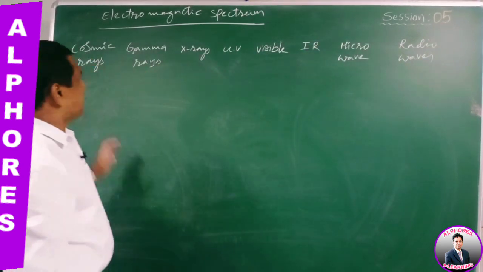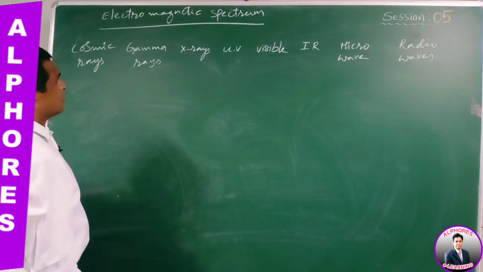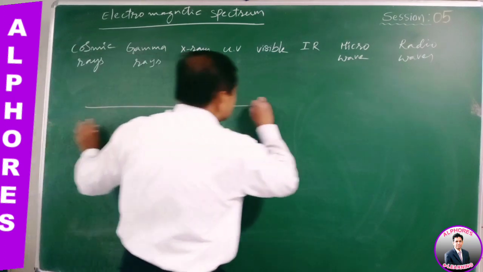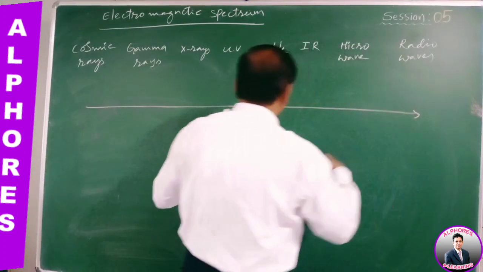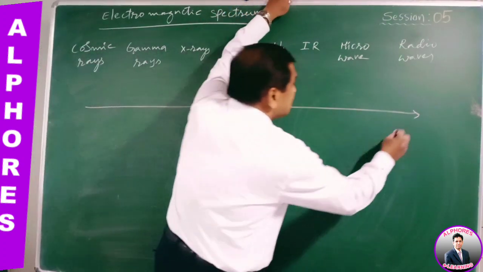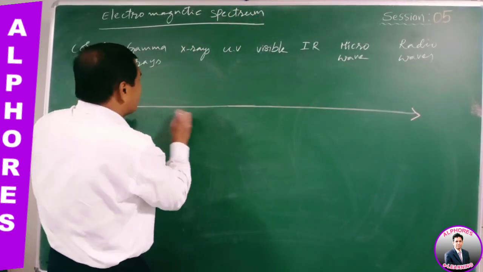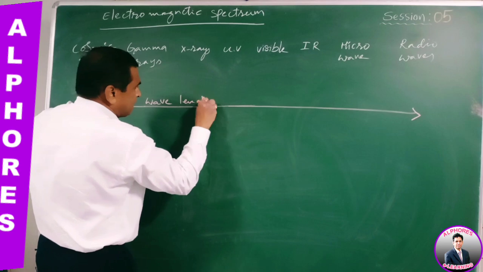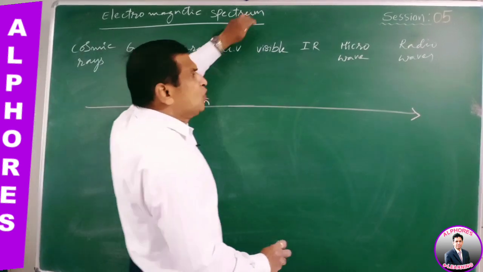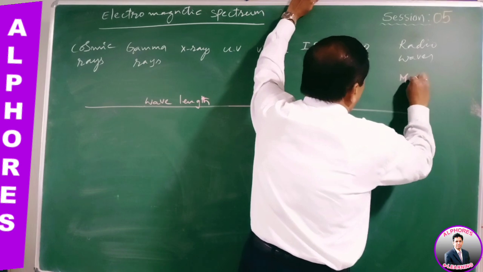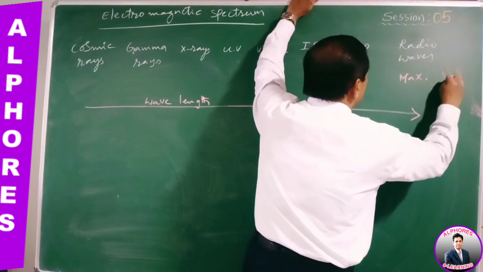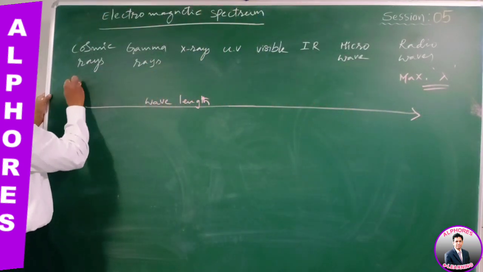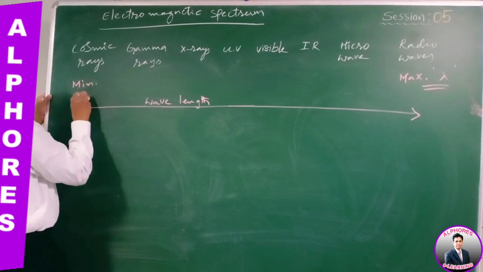So these are the various electromagnetic radiations. All these electromagnetic radiations are arranged in the increasing order of their wavelength. So the wavelength of these radiations increases in this order. That means radio waves possess maximum wavelength, lambda is maximum for them, and cosmic rays possess minimum lambda.